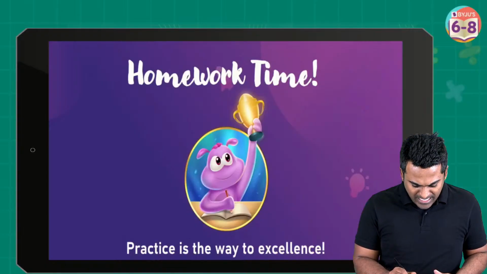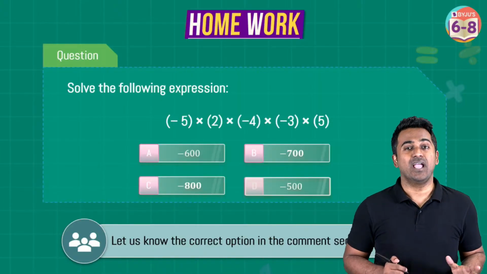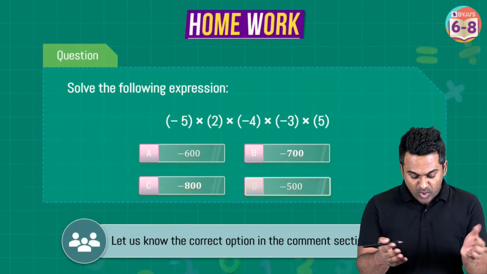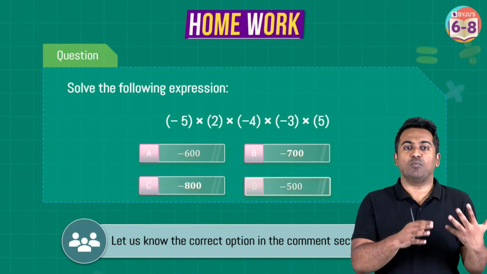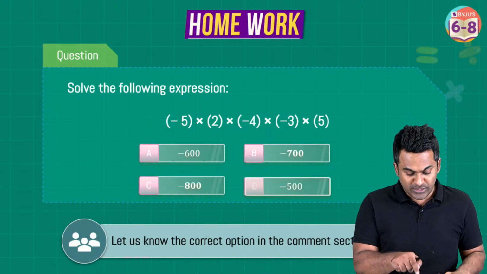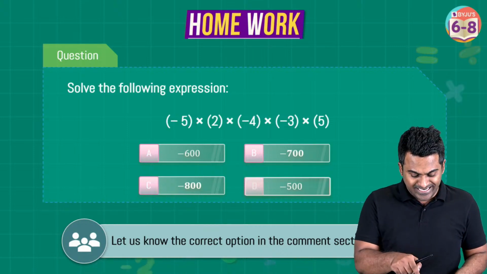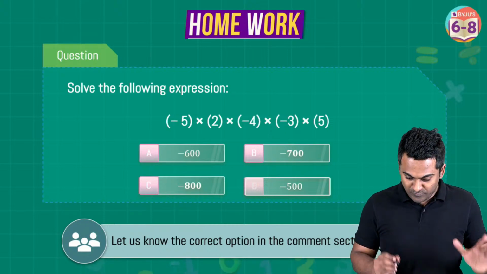Okay, but before I move on, there is a homework question for you, and this is it. Type your answers out in the comments box. This is again a problem that goes around the idea of what happens when you multiply positive with negative, negative with negative, and so on and so forth. So this is going to be the homework problem. The answer is one of these 4 options, and you guys can solve this.